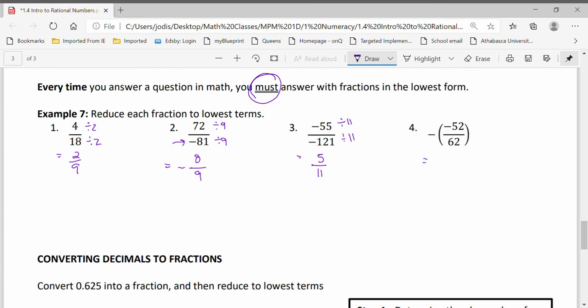And then number 4 here, 52 and 62. Well, the only thing that we can do is really divide these by 2. They're both even numbers, so that should work. So 52 divided by 2 is 26. 62 divided by 2 is 31. We have 2 negatives, which give us a positive answer.